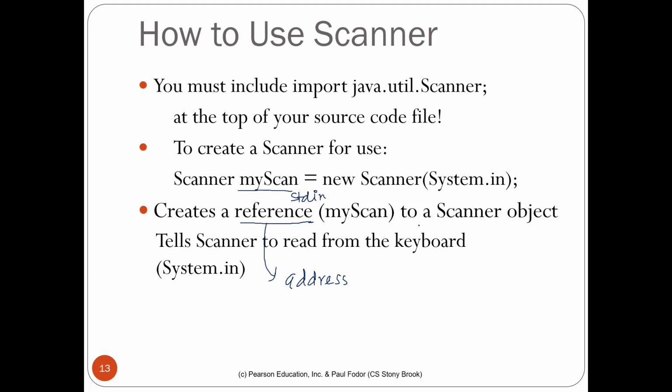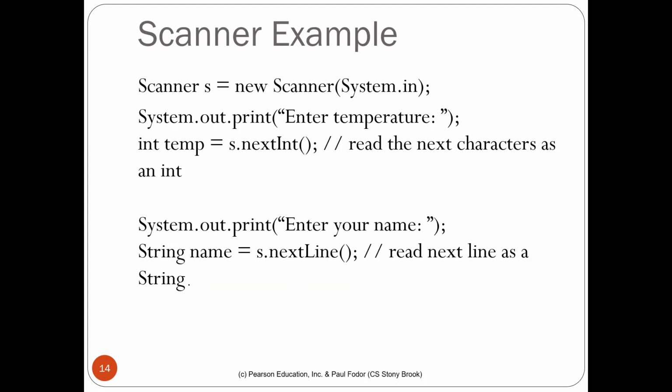Okay, so it creates a reference to a Scanner object and tells the scanner to read from the keyboard. System.in means keyboard. Alright, so now we have the example of using Scanner. What we did, we created s as a Scanner object. Now it has a different name. It is no more myScan, it's just s. That's fine too. Now you are prompting the user to input the temperature, and when you say nextInt, that means you will be taking an integer value.